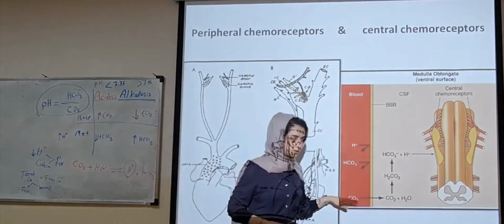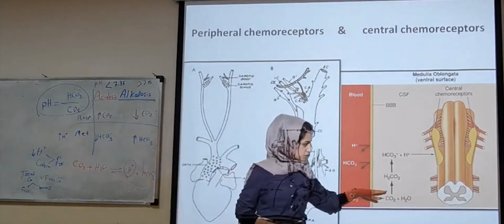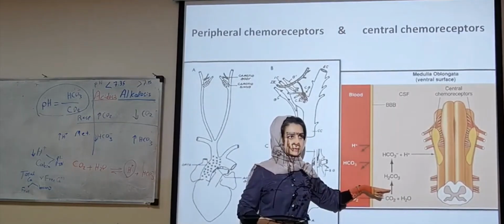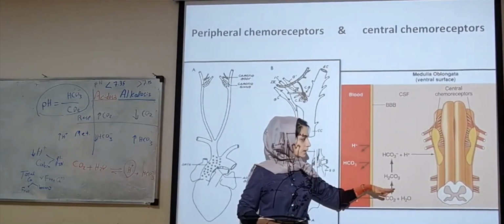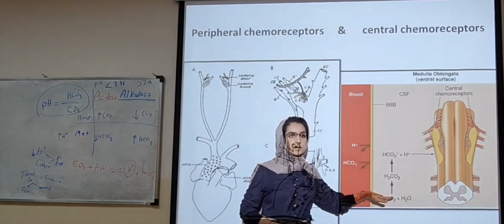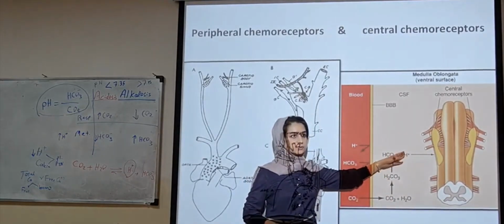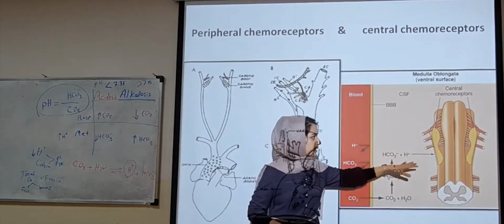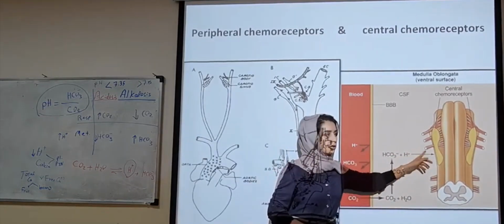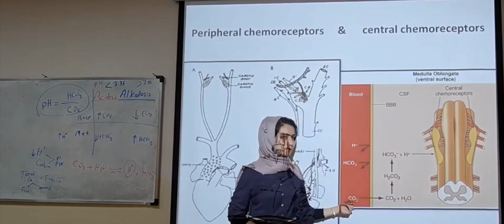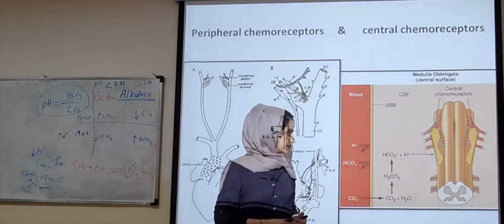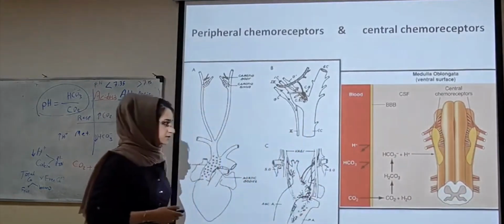So whenever CO2 increases, it will pass to the CSF, cerebrospinal fluid. With the increase in CO2, it will dissociate to H, giving protons in the CSF. And it has a sensor for the H, and by sensing this it detects the increase in the CO2. So by this way it senses the increase in the CO2.